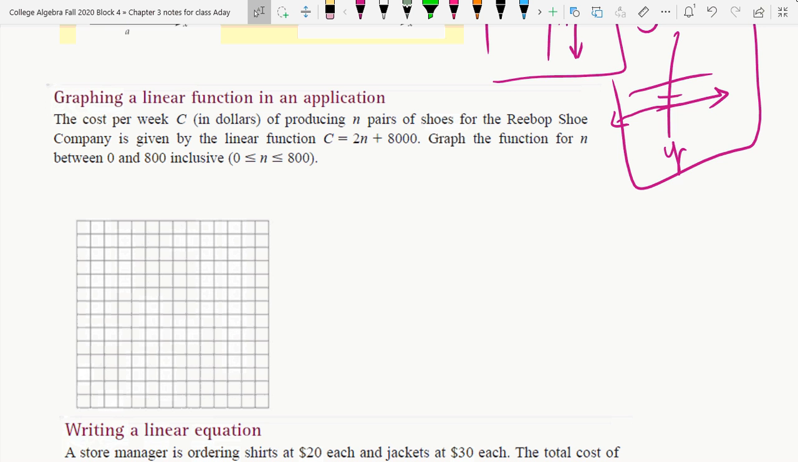All right, the cost per week C in dollars of producing N pairs of shoes for Reebok Shoe Company is given by C equals 2N plus 8,000. Graph the function for N between 0 and 800. So this is going to be my C, or my dollars, my cost, and this is my N, pairs of shoes.